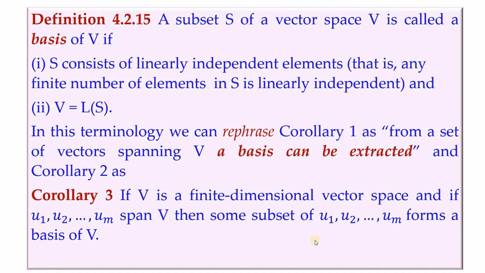And we can rephrase corollary 2 in this way: if V is a finite dimensional vector space and if U1 etc. Um span V, then some subset of U1 etc. Um forms a basis of V. So it is again the same wording, but because of the definition, it's rephrased in this way. It becomes a basis of V.